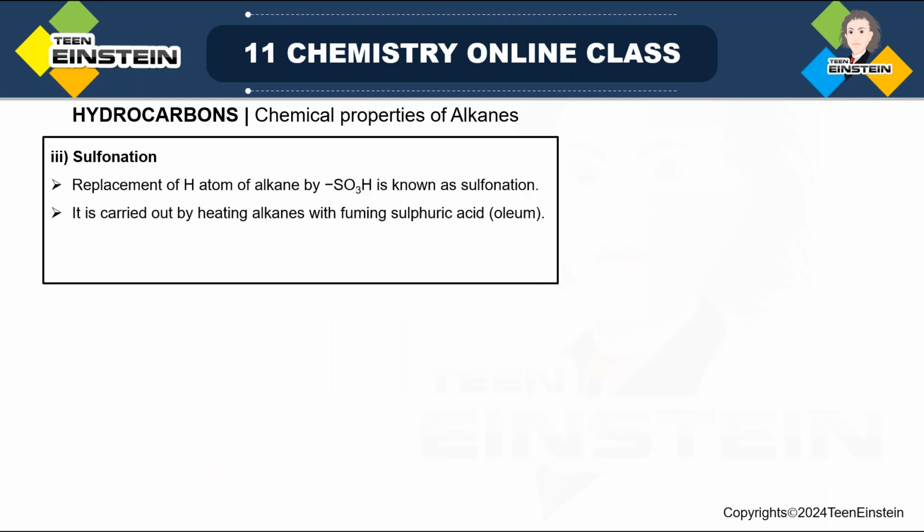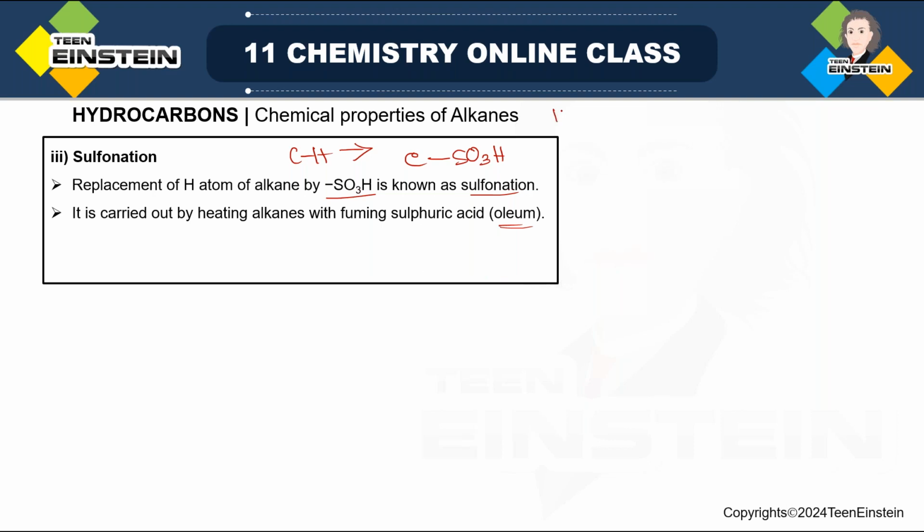Next reaction will go for alkanes. Number 3 is sulfonation. Sulfonation is replacement of hydrogen of alkane, that is carbon hydrogen bond. Now it is replaced with carbon SO3H bond. So that is why it is known as sulfonation. How we do it? We do it with fuming sulfuric acid, which is also known as oleum.